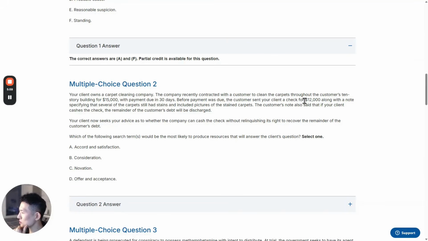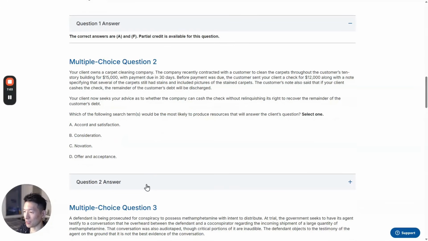We have some partial payment here. The nature of the dispute is whether partial payment can satisfy an existing debt. So this is sort of straightforward. What does that match up to? It's not consideration, it's not novation, it's not offer and acceptance. I think we go straight to accord and satisfaction. If the creditor, in this case the client, cashes the check under circumstances showing that there is agreement to this new settlement, then your client can be treated as having accepted the accord and satisfaction.